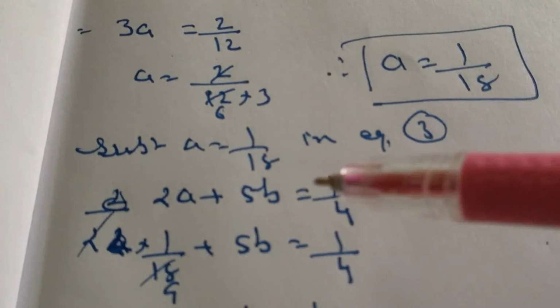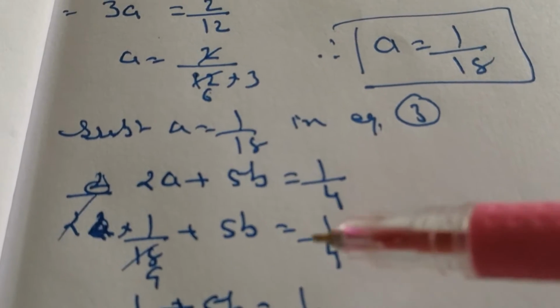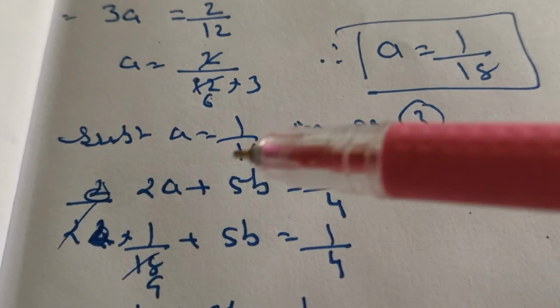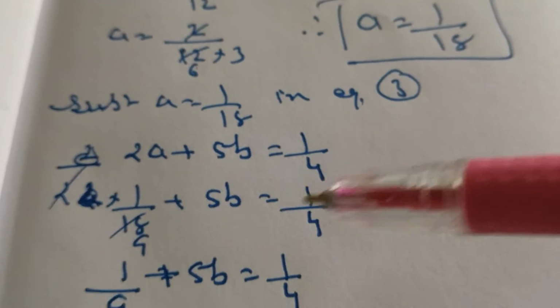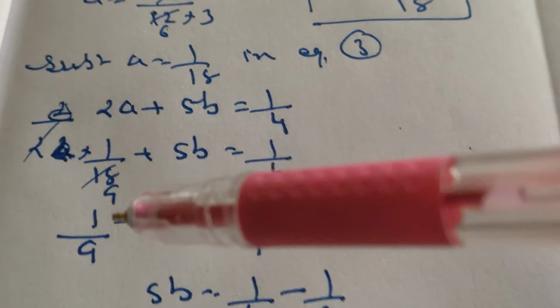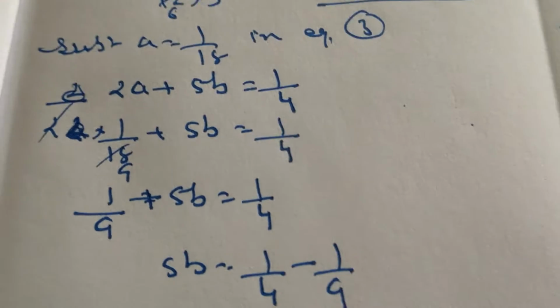Substituting a is equal to 1 upon 18 in equation 3, 2a plus 5b is equal to 1 upon 4. Now we have got the value of a is equal to 1 upon 18. So 2 into 1 upon 18 plus 5b is equal to 1 upon 4. 2 9s are 18, means 1 upon 9 plus 5b is equal to 1 upon 4.